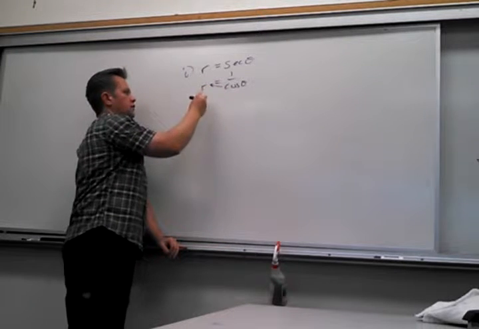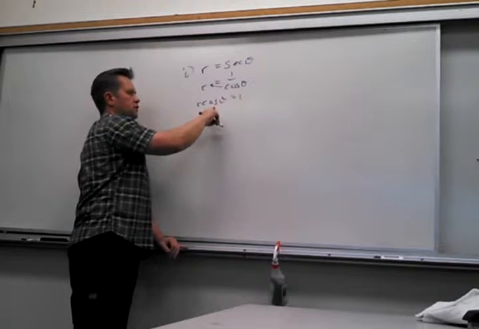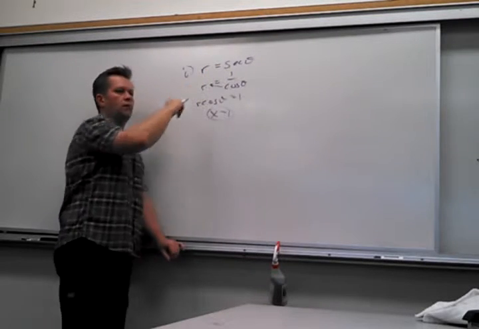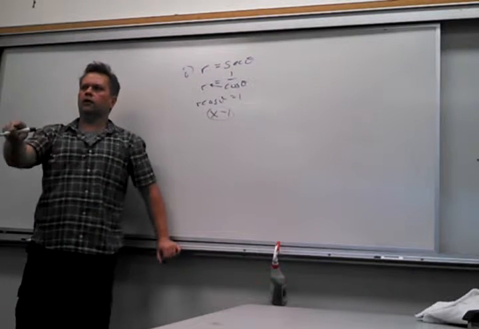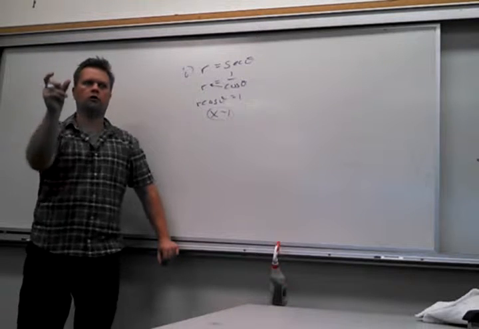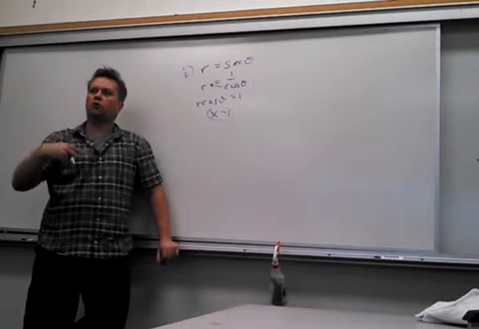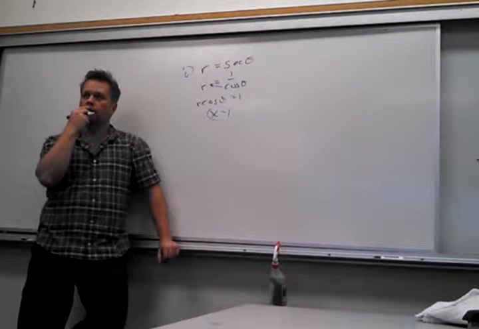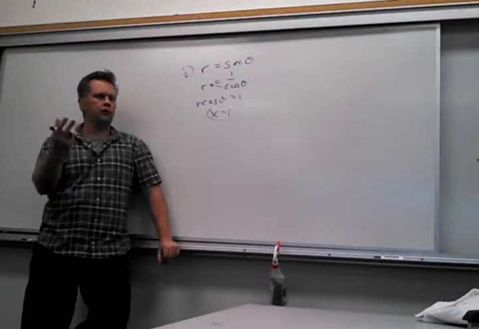So if you multiply the cosine theta up, you get r cosine theta equals 1. What's r cosine theta? X. So when you're converting from polar to rectangular, you're looking for r cosine theta, r sine theta. If it's not there, you're either multiplying by r, or you're figuring out how to make it show up in some other way.